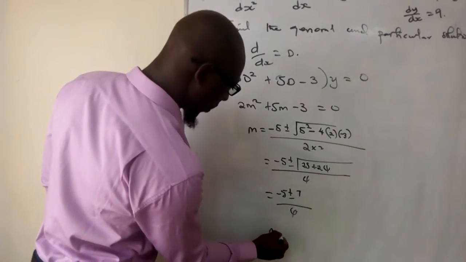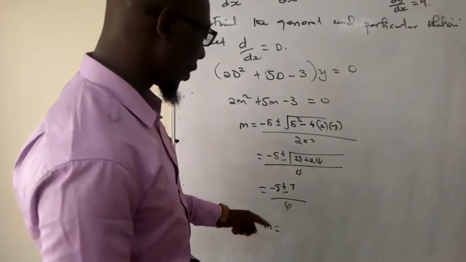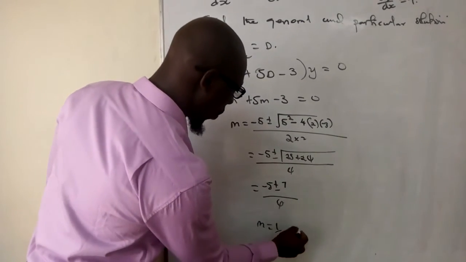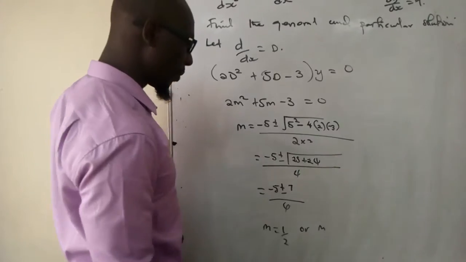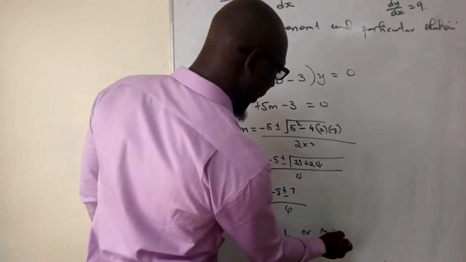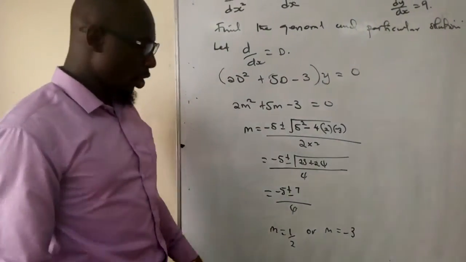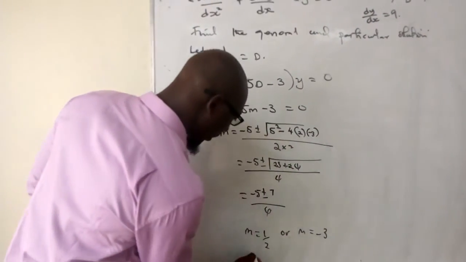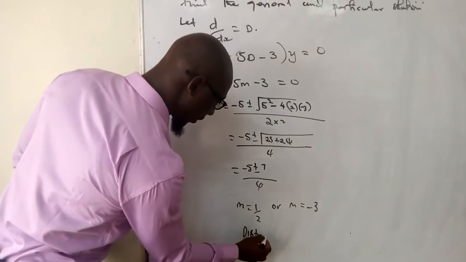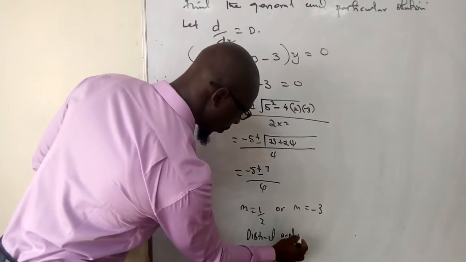So m shall be equal to, when here is plus, 2 over 4, m is equal to a half. Or when here is minus, that one will be minus 12 over 4, m shall be equal to negative 3. So we have got two roots of m which are distinct and real. Two real roots.